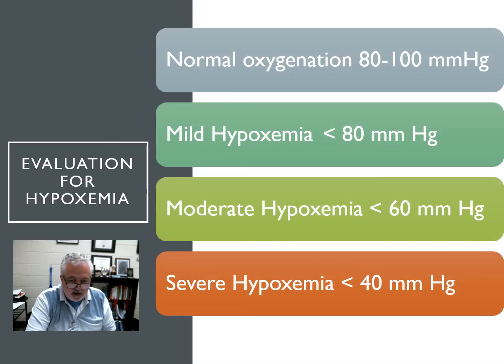Evaluating hypoxemia, normal PaO2 on room air is 80 to 100 millimeters mercury. We're going to call anything less than 80 mild hypoxemia. This is PaO2 that we're referring to here, by the way. Mild hypoxemia is a PaO2 less than 80. Moderate hypoxemia is a PaO2 less than 60. And severe hypoxemia is a PaO2 less than 40.